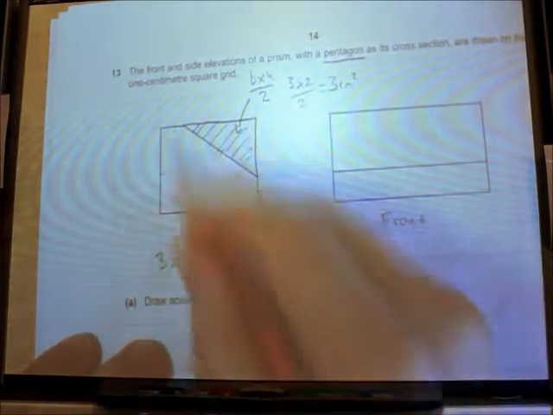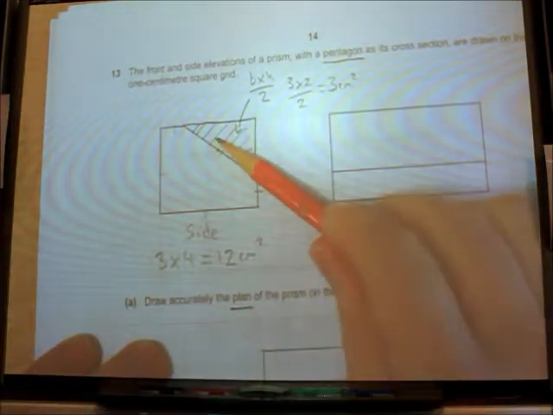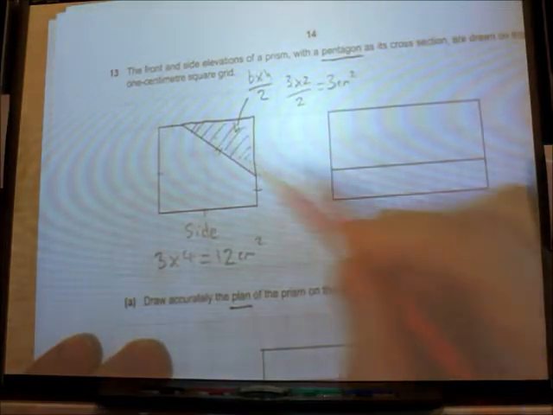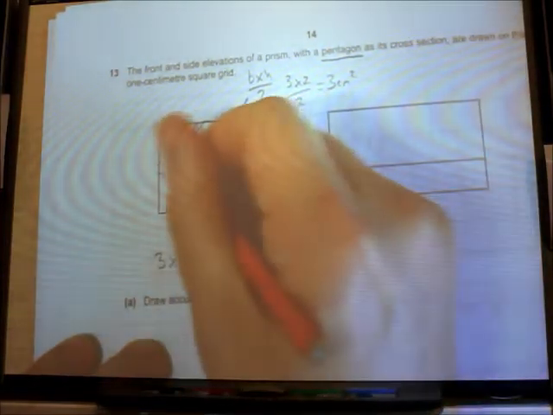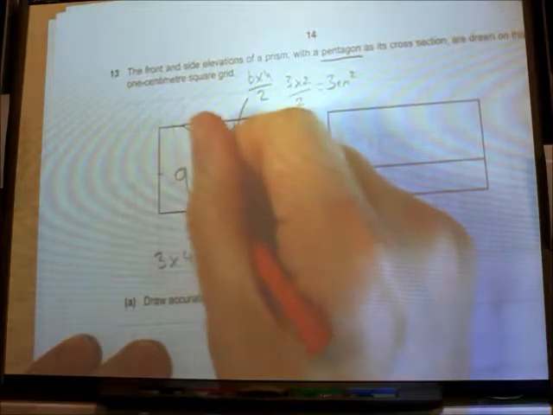So the whole lot is 12. Take away that bit, get rid of it. 12 take away 3 gives you 9. So the area of the cross section is 9 centimetres squared.